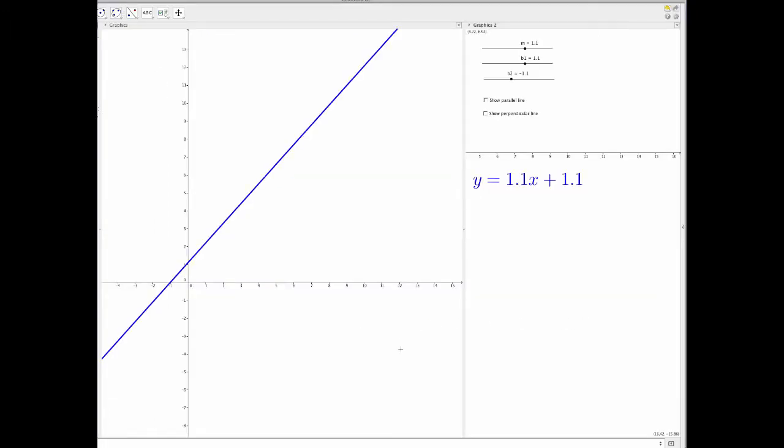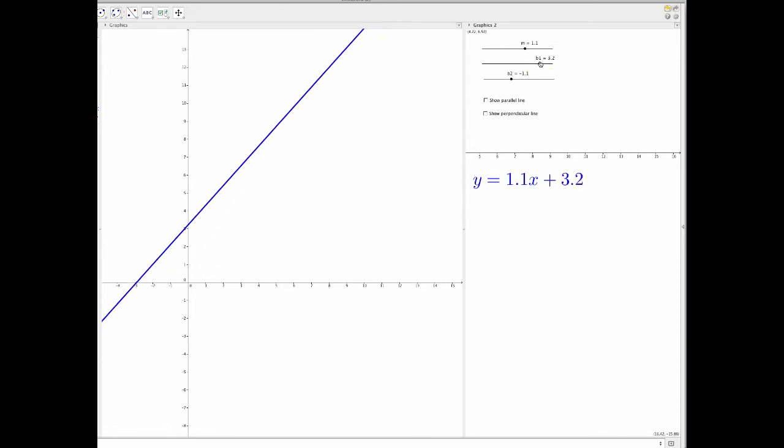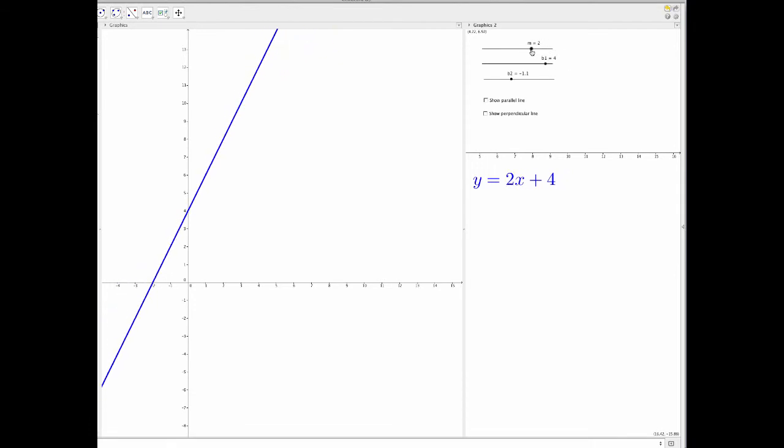All right, to show you about parallel lines, we're going to look at this graph from GeoGebra. The blue line has equation y equals 1.1x plus 1.1, and we can use these sliders up here in the upper right-hand corner to move that line around. So we're going to change the y-intercept to something larger, maybe 4. There we go. And we're going to change the slope to 2. Now we have the line y equals 2x plus 4.